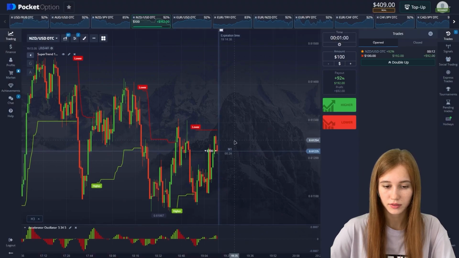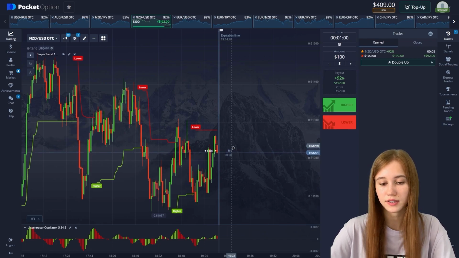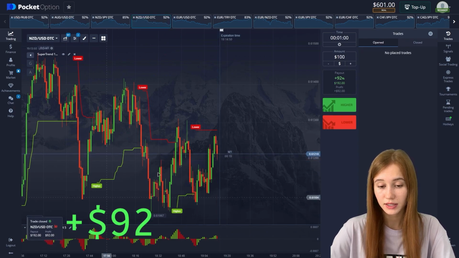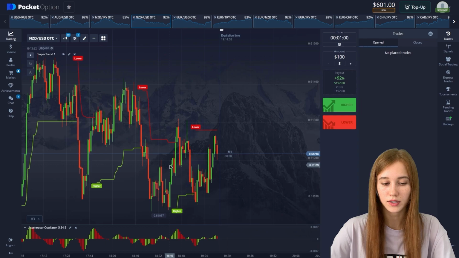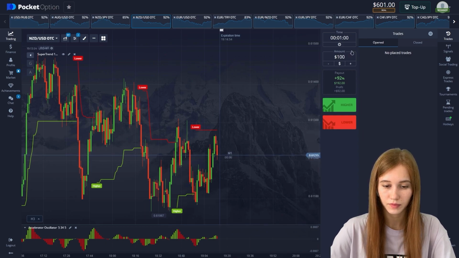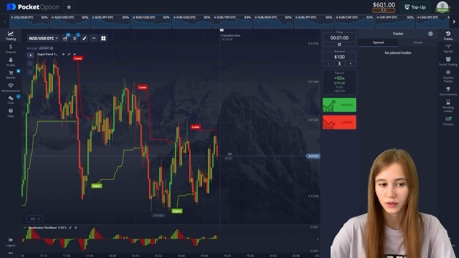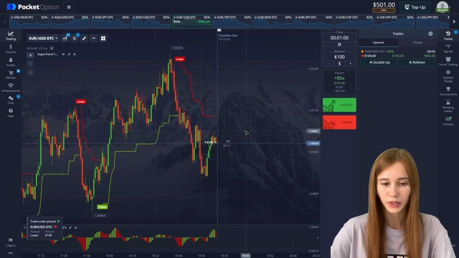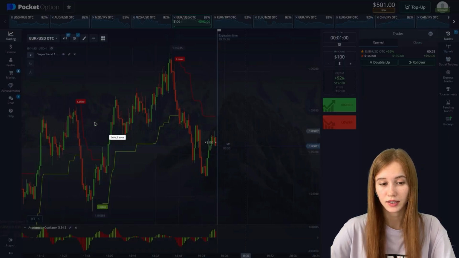So let's see. For the situation, there are 8 seconds until the end of the deal, and at the moment we are in a drawdown. Yeah, it's decreasing. Last deal, $92. Good. At this moment, the balance is $600. So, next concept: up, we go up and down and begin our technical analysis.